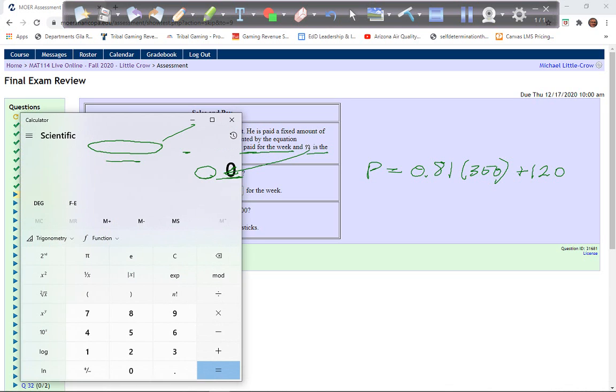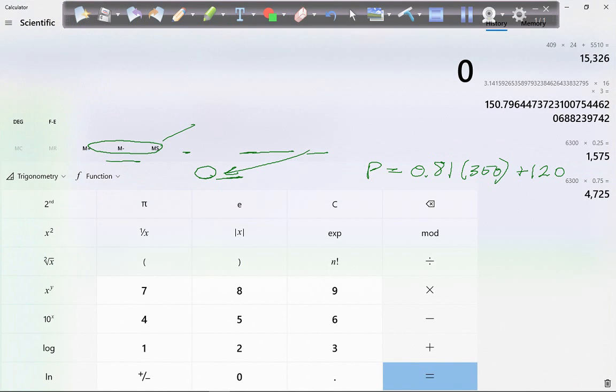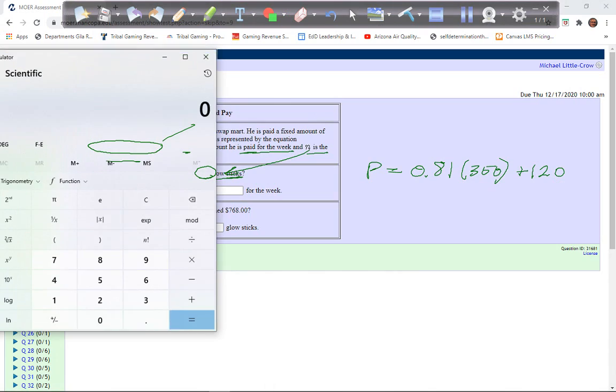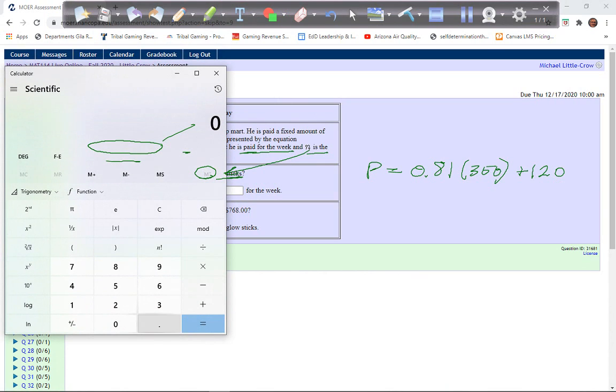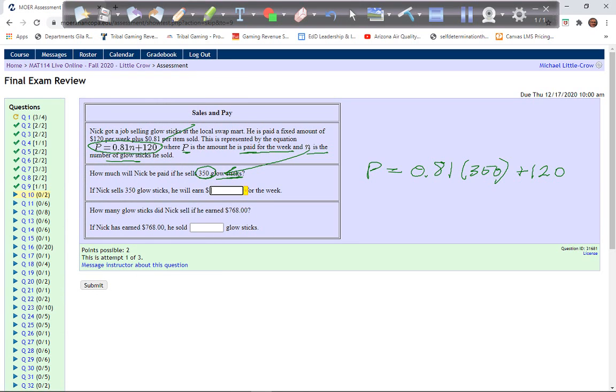So I multiply out. Let's clear that up. .81, so 81 cents, times 350 glow sticks, $283.50, plus the 120. So like so, 403.5. We'll put a 0 on the end because it's money, right?